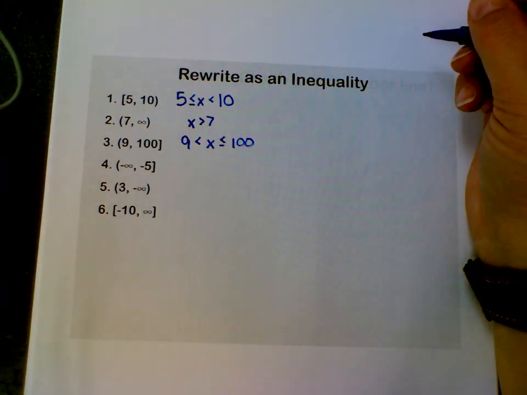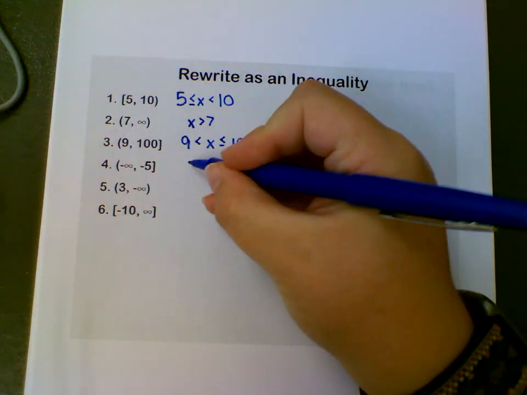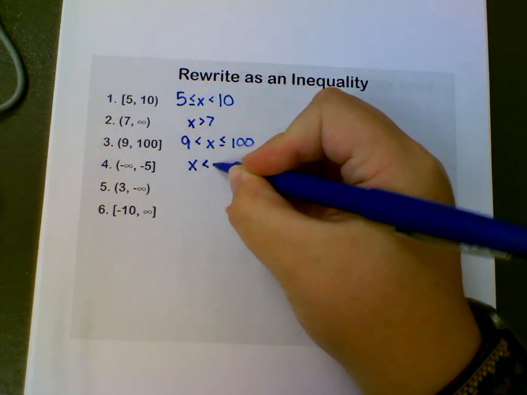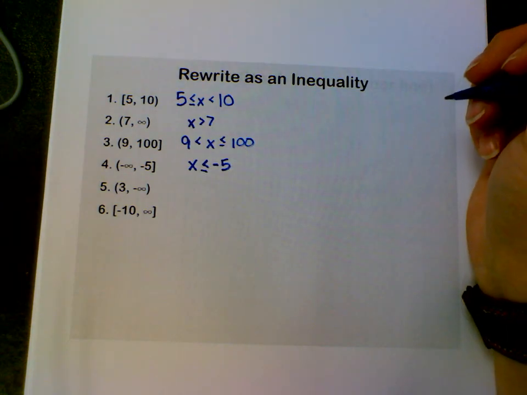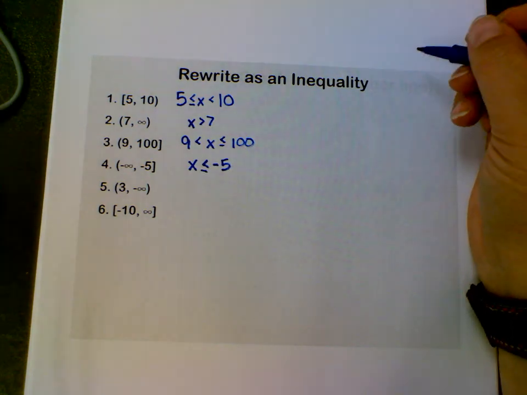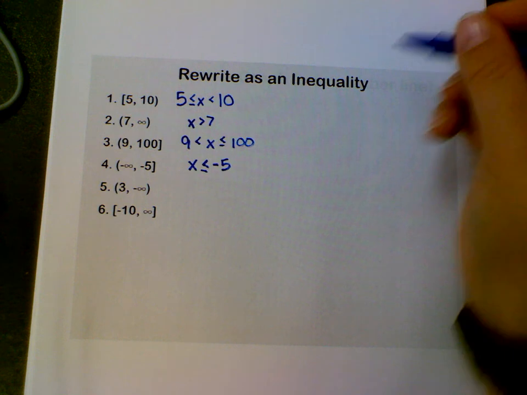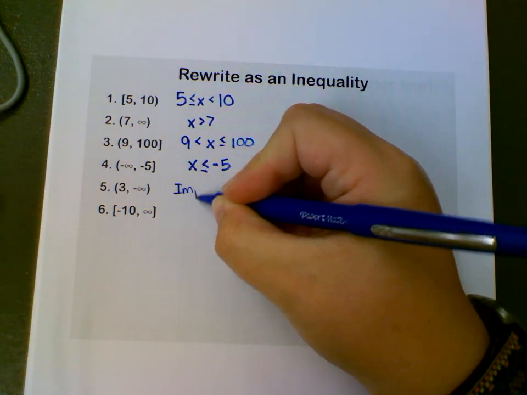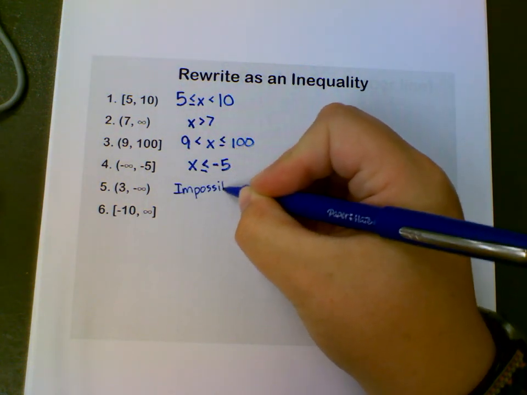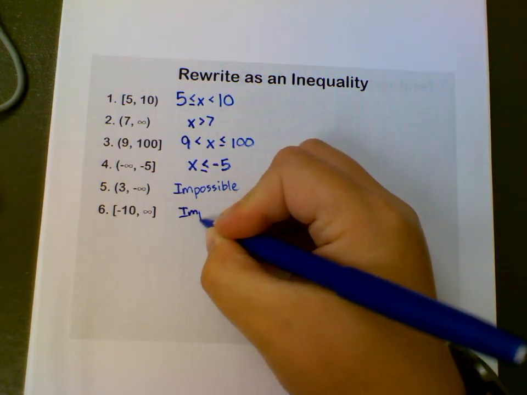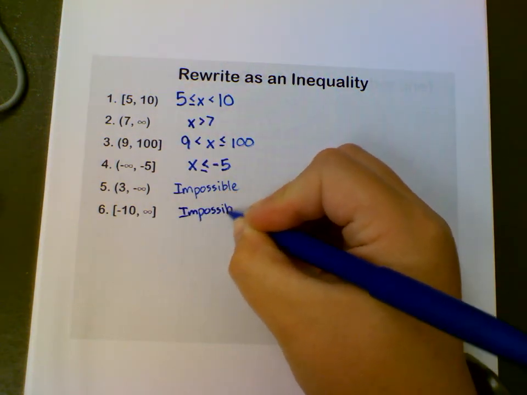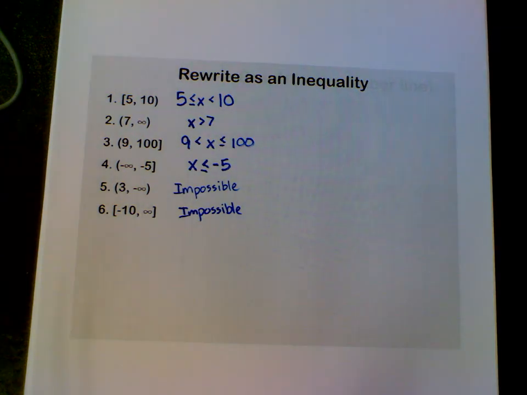Number 4, negative infinity to negative 5. Well, that means that x must be less than negative 5. The negative 5 has a bracket though, so we put our inequality there, or equal to. Number 5, negative infinity to negative... that's impossible. That doesn't exist. And negative 10 to infinity with a bracket, also impossible. If the interval means nothing, then I can't write it as an inequality.